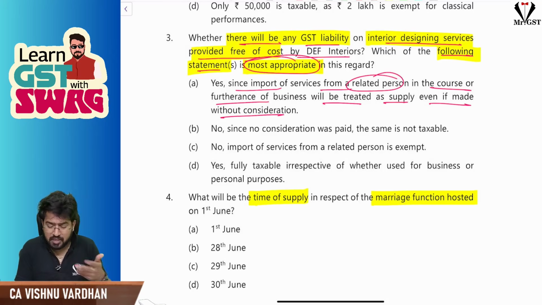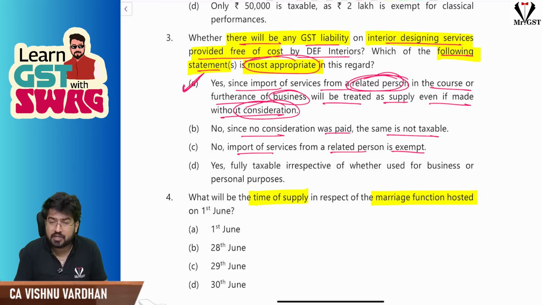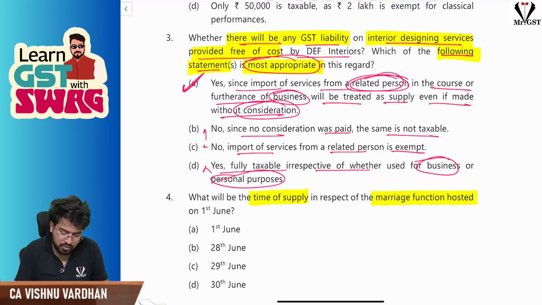Because import of service from related person without consideration for business purpose is there, without consideration is the related person. So this is the correct option. Here they give, since no consideration was paid, same is not taxable. Import of services from related person exempt. So wrong. Fully taxable irrespective whether it is business or personal. So this is also wrong statement.